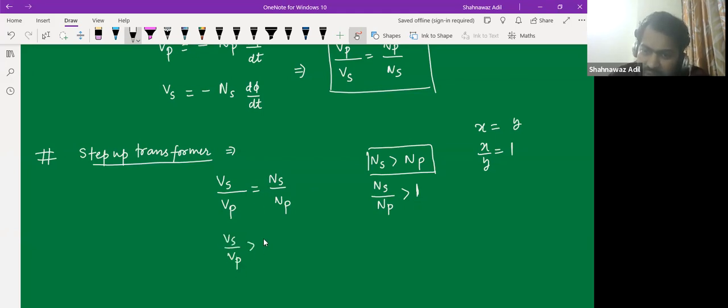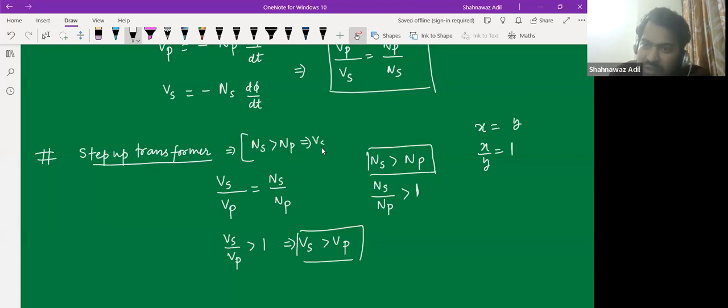I will get that this is greater than 1, which means that the voltage in the secondary coil has increased. So that would be called a step-up transformer. Why? Because if I increase Ns, then simultaneously I get a higher voltage. When I increase the voltage in the secondary coil, that is called the step-up transformer, right?